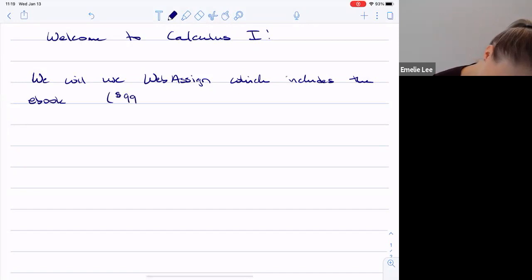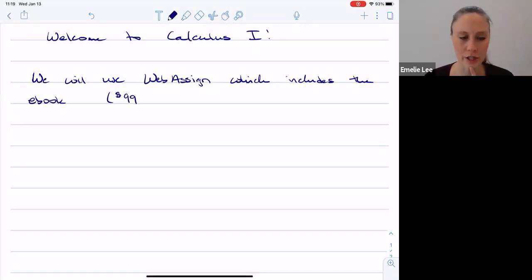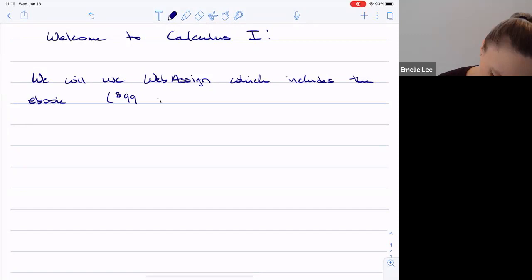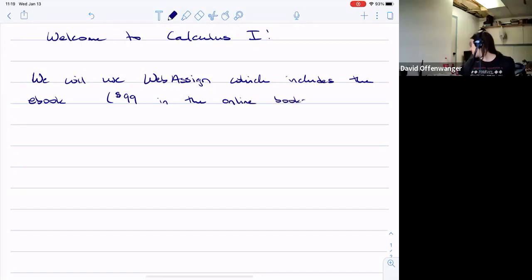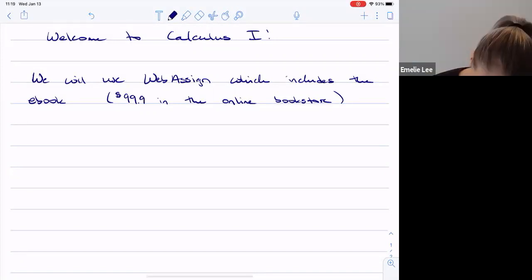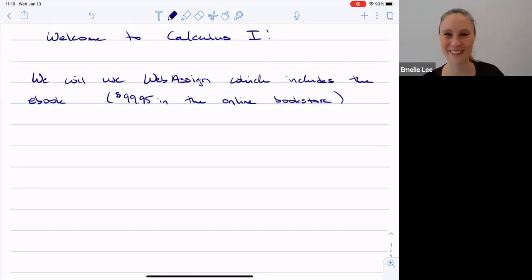And it should be $99. I'm pretty sure $99 in the bookstore, or in the online bookstore, I should say. I got it for $99.95. Yeah, that's what my receipt is saying. Perfect. $99.95. Just under the $100 mark. I'm sure they did some sort of survey and they were like, how much do you think a textbook should cost? And the answer was less than $100. They're like, got it, $99.95.